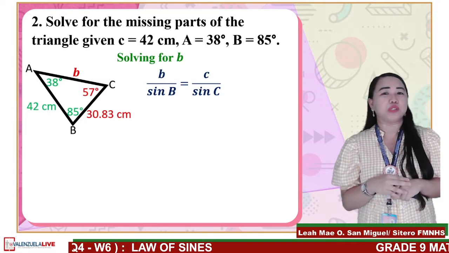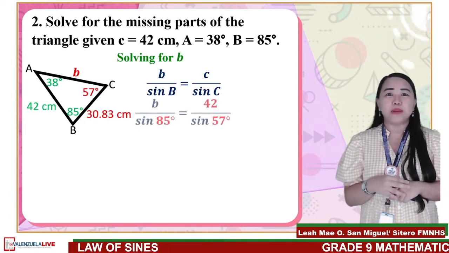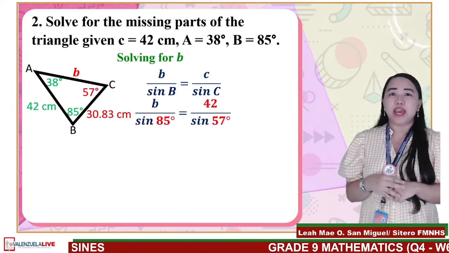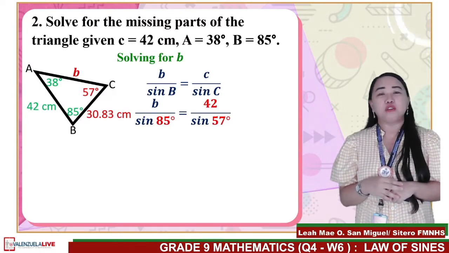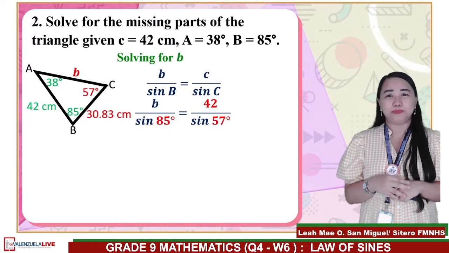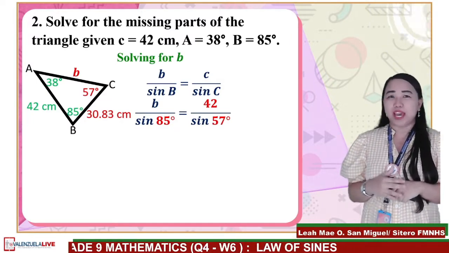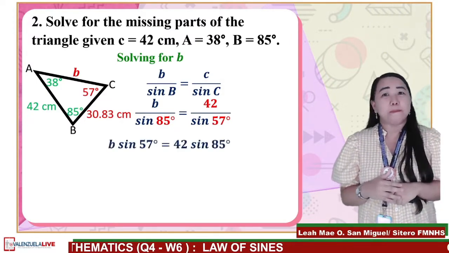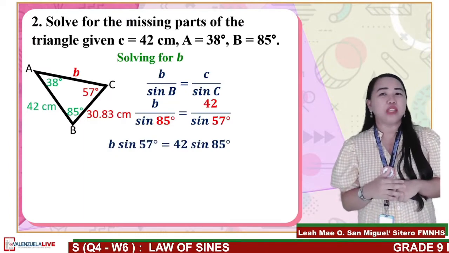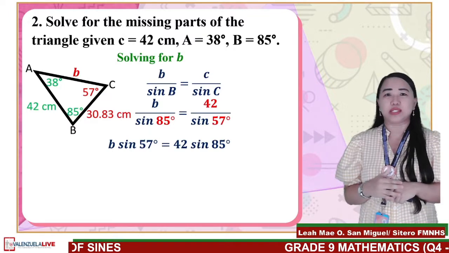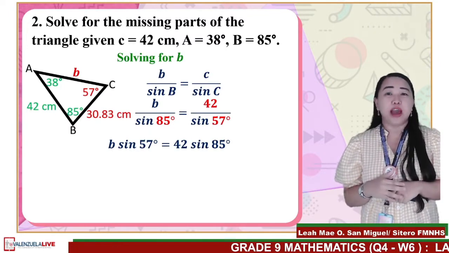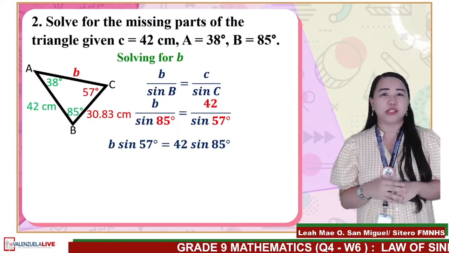Substitute the value of C and angles B and C. B over sine 85 degrees is equal to 42 divided by sine 57 degrees. By the cross multiplication property, we get B times sine 57 degrees is equal to 42 times sine 85 degrees. Again, it doesn't matter what product is written first.